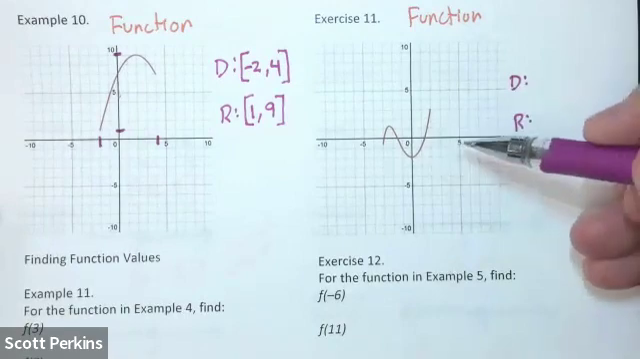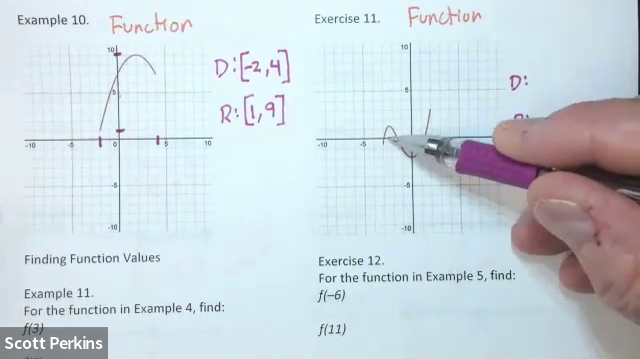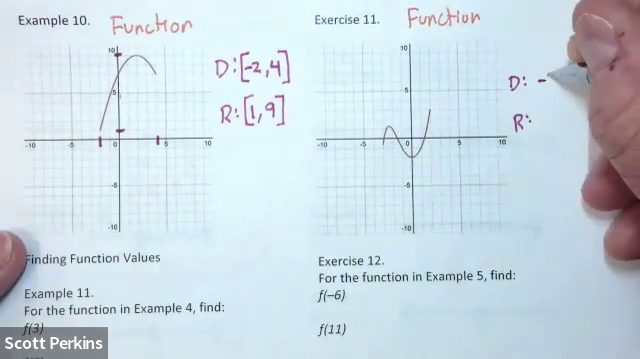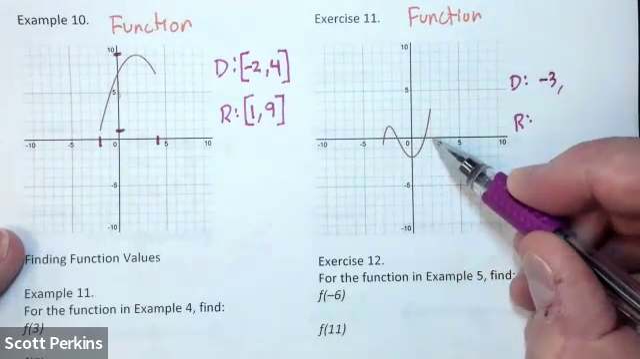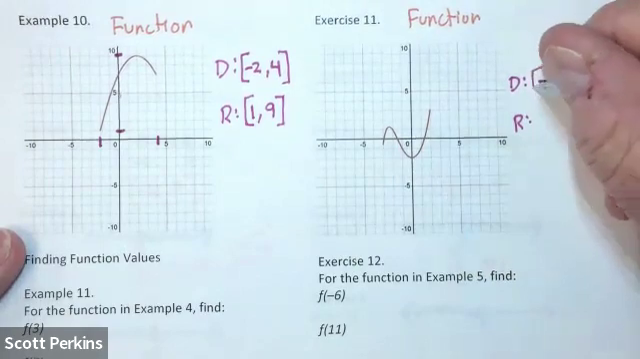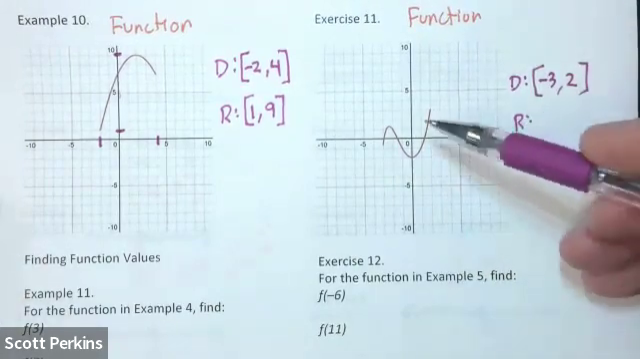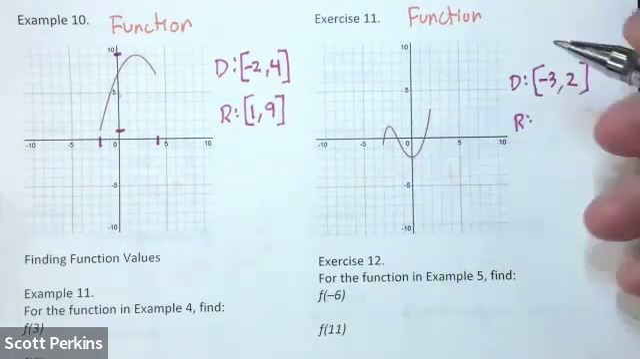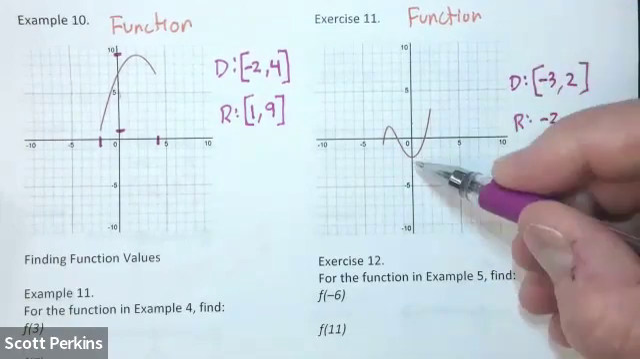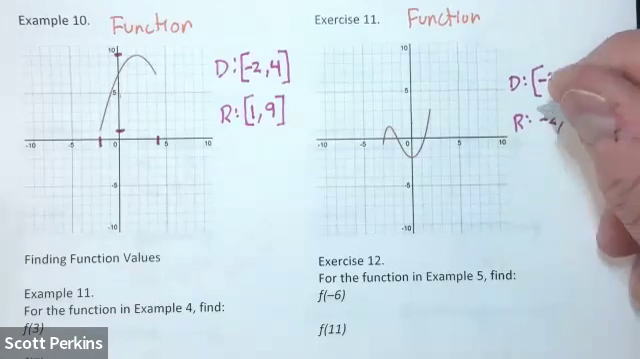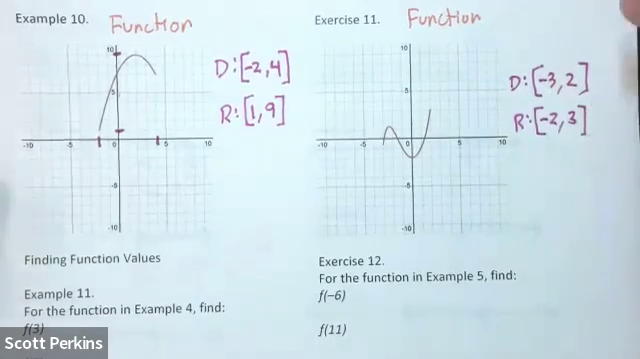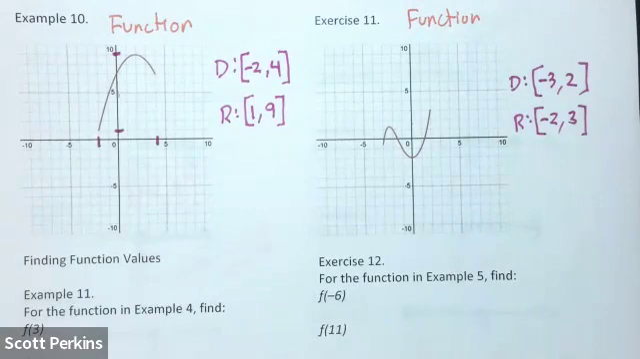So the domain, how far left does this graph go? Yeah, -3 right there. Great. How far right does this graph go? 2. Great. And then my range, how far down does this go? -2. How far up does it go? 3. Great job.